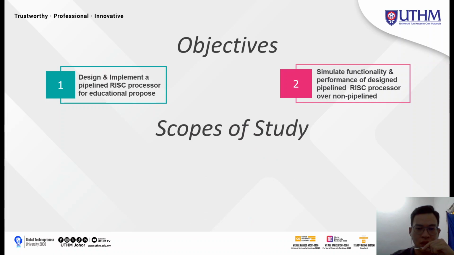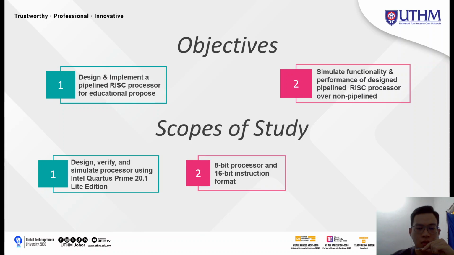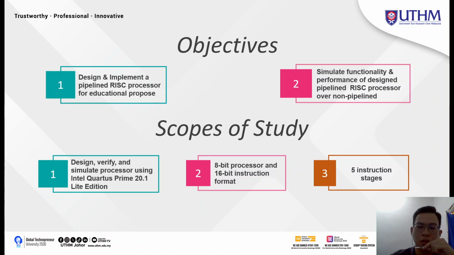The scopes of this study are: first, the processor will be designed, verified, and simulated using Intel Quartus Prime 20.1 Lite Edition. Secondly, the processor will be 8-bit, which means that it can operate on 8 bits of data at a time, and the instruction format will be 16 bits long. Third, the number of stages of instruction execution for the pipeline processor will be 5 stages, which are instruction fetch, instruction decode, execute, memory access, and write back.